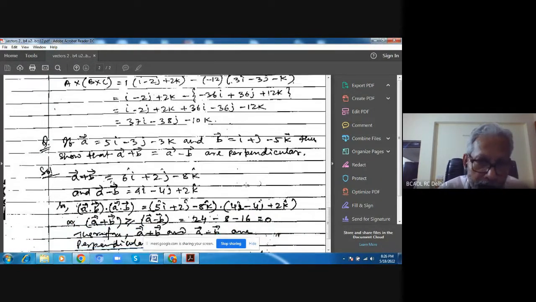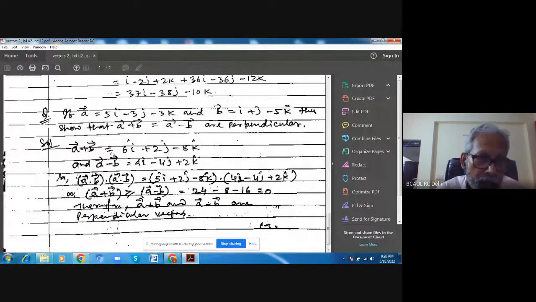Now, what is the formula for perpendicular? That we know. This is given, this is given. A vector plus B vector and A vector minus B vector are given. First, let's derive A plus B. Do it first. So straight away you can add 5I and I, so 6, plus minus 3 and plus 1. So it is 2, 3 minus 3 and minus 3 and minus 5. So you can calculate it. It is coming minus 3 and... actually, I think something is wrong.